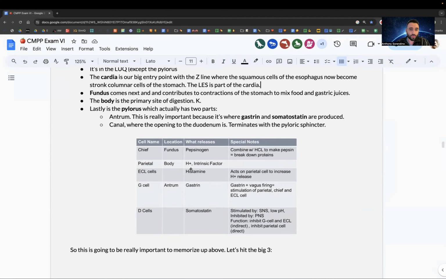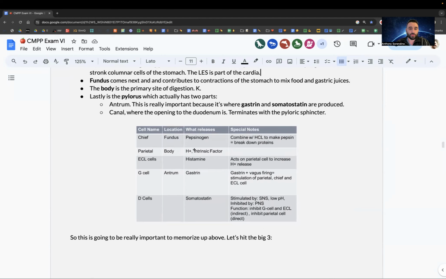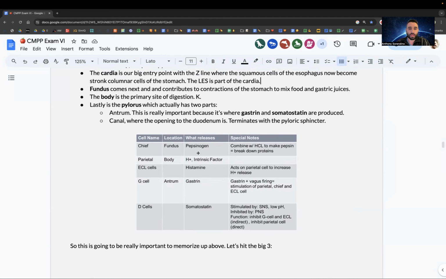Definitely have to know the cells here. So the chief cells are in the fundus and they release pepsinogen. So just think of a bunch of chiefs drinking some Pepsi. All right, that's going to combine with HCl to make pepsin, which is going to break down proteins.